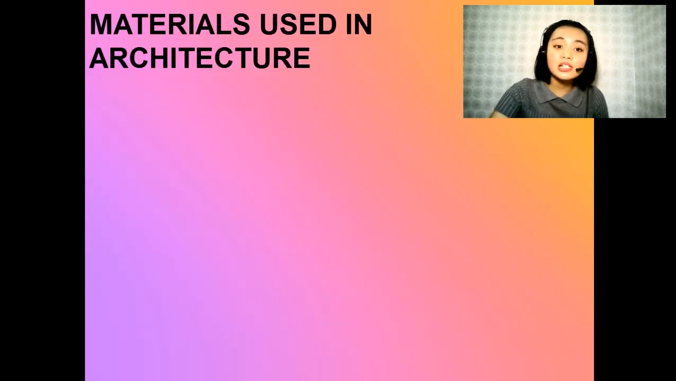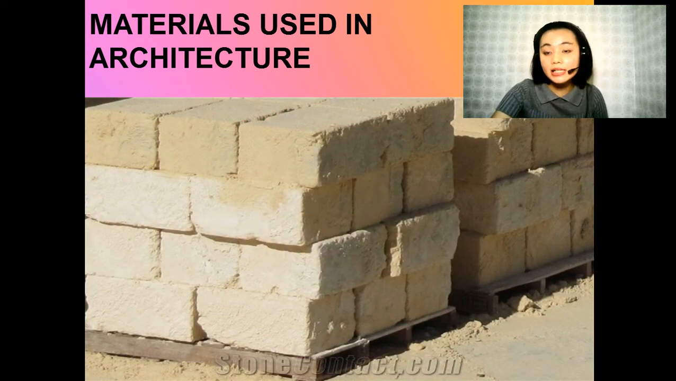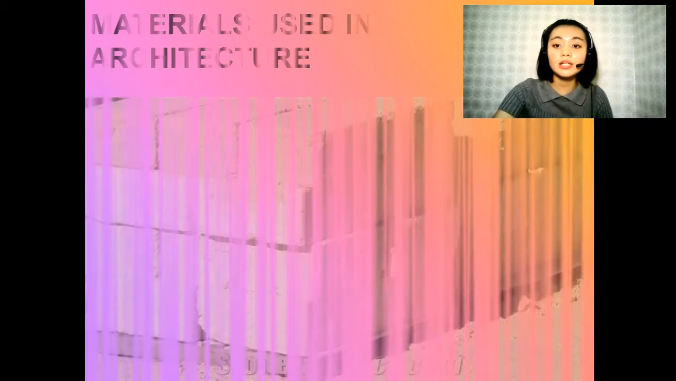So what are the materials used in architecture? We have rock materials, of course, like bricks, like hollow blocks, cement. So, ano yung mga quality ng graba na gagamitin. So, yun, materials natin na use in architecture. Of course, we have rock materials.